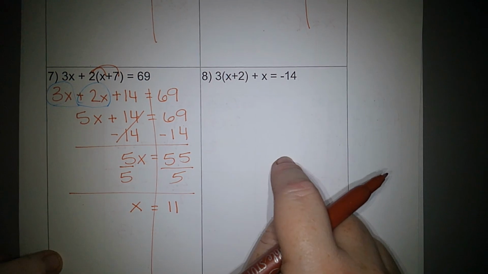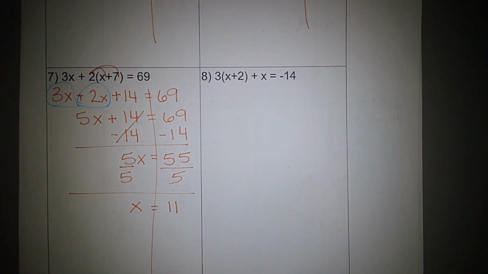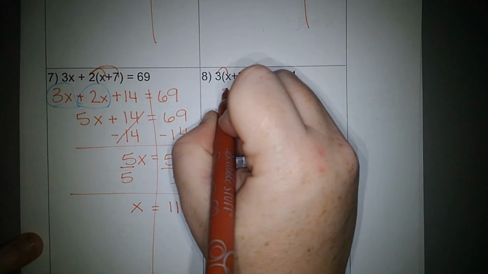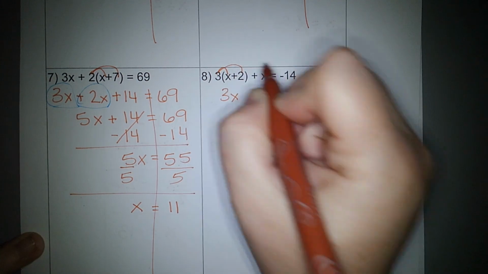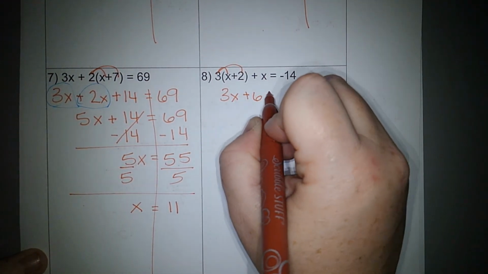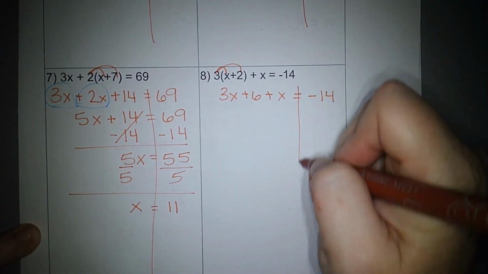Number 8. We have a parenthesis. I think every single one of these we have had a parenthesis. So we have 3 times 1x gives us 3x. 3 times 2 gives us that positive 6. We're just going to bring down our plus x because we didn't do anything with it yet. Equals negative 14.